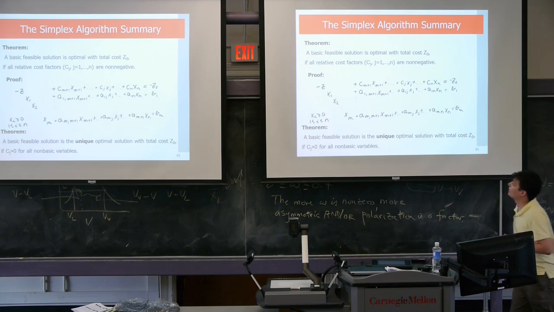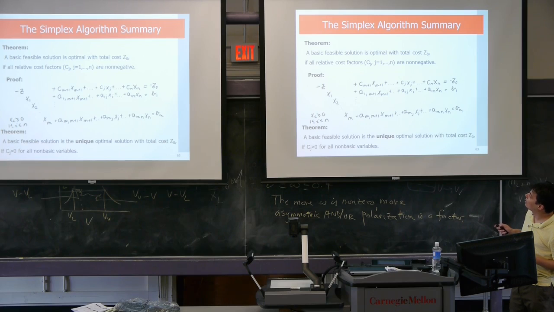Okay, and here is a theorem that's important to us: the basic feasible solution is optimal with total cost Z0 if all relative cost factors are non-negative. So we have this simplex algorithm rule that if we have this basic feasible solution, and all these cost factors are non-negative, then it's a global optimum. And this is very easy to see, right?